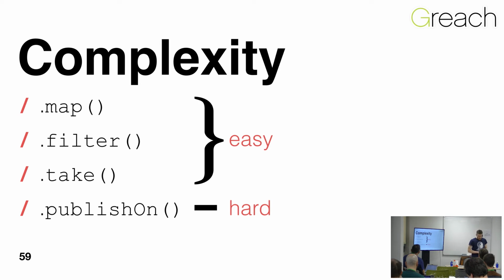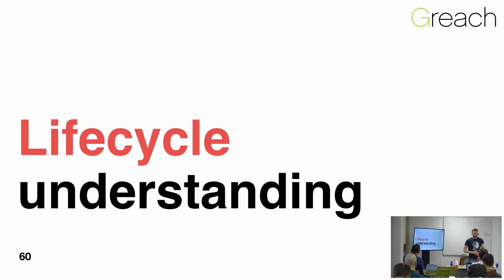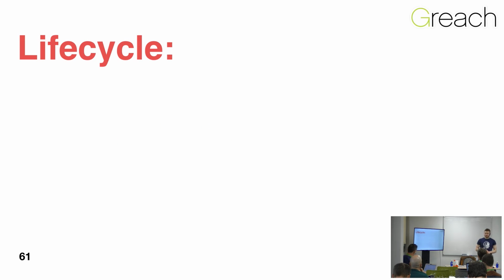So this is the first part, the simple one, and if we get some time, we will work on publishOn as well. In order to understand and in order to start writing real operators, we have to understand the life cycle of reactive streams in general. That's why I want to spend a couple of minutes on that part. So let's talk about life cycle.